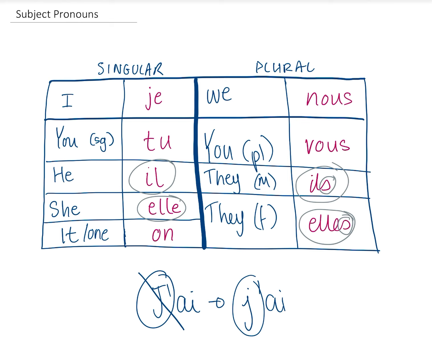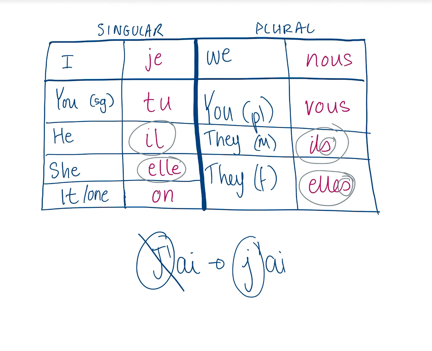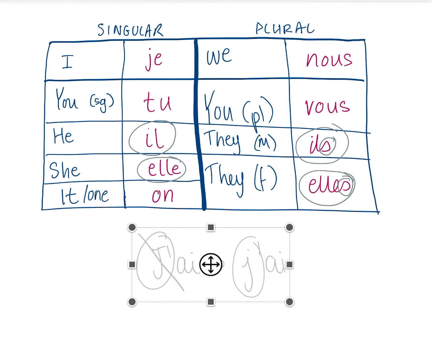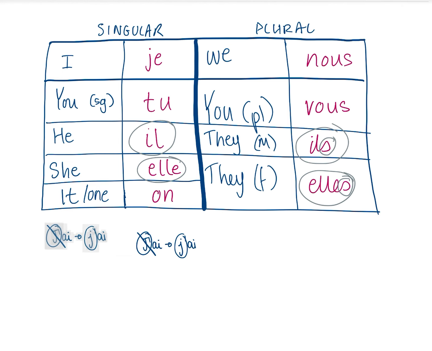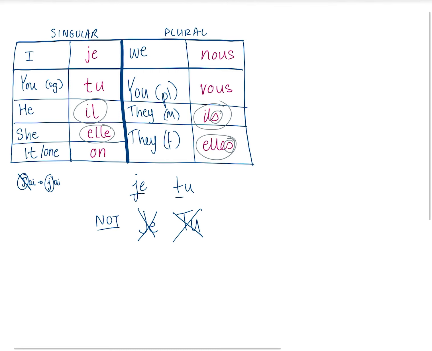And so when we use these in a sentence, unless it's at the beginning of the sentence, it would not be capitalized. They would just be in lowercase, so je, tu, not Je or Tu. And these each have different endings when you are conjugating verbs.